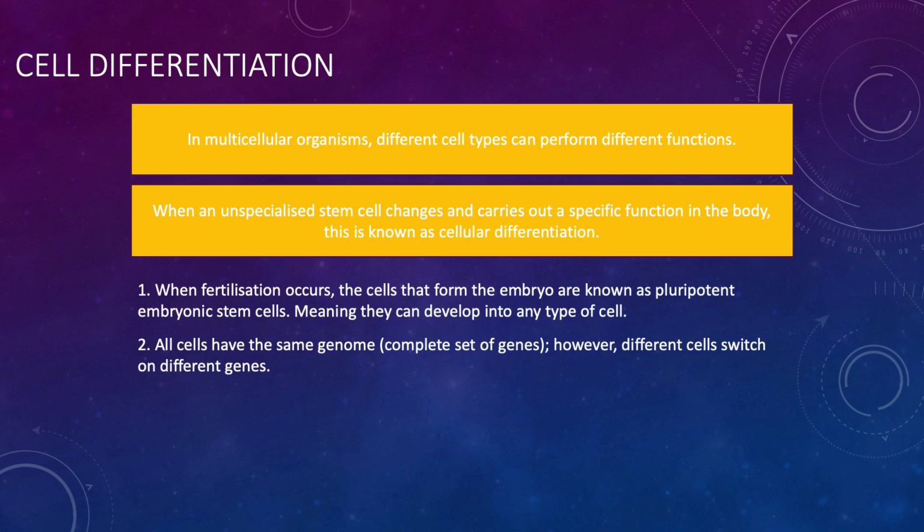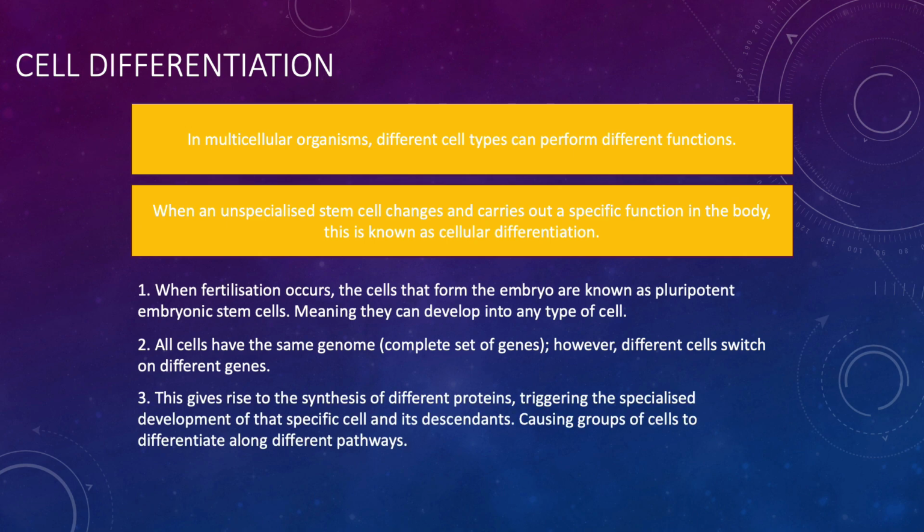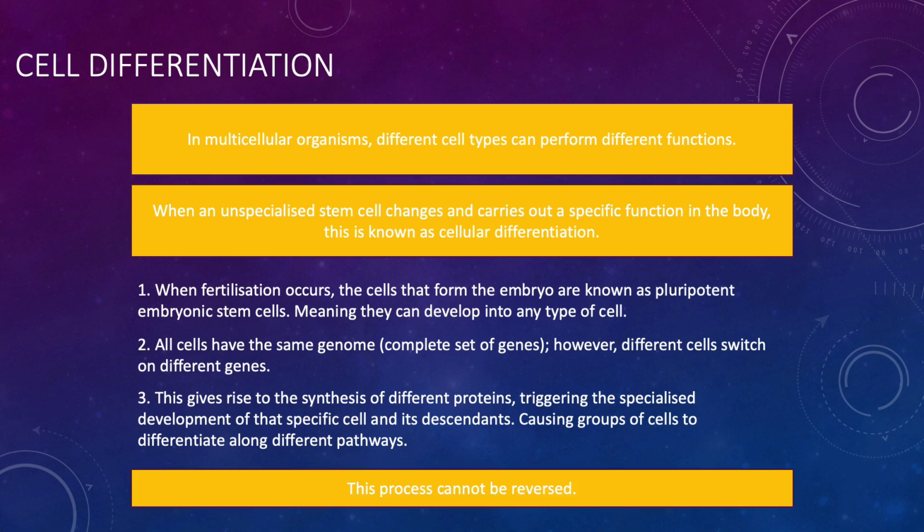So the second point is that all cells have the same genome. That is, they have the same complete set of genes and genetic material. However, different cells switch on and off different genes, and as a result of this, that gives rise to the synthesis of different proteins, which triggers the specialized development of that specific cell and its descendants as well. This causes groups of cells to differentiate along different pathways and perform different functions. However, notably, this process cannot be reversed.